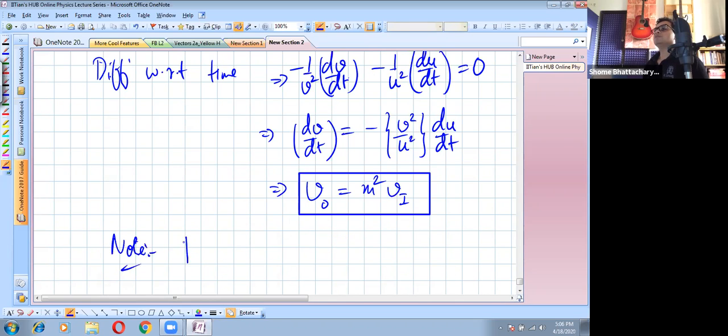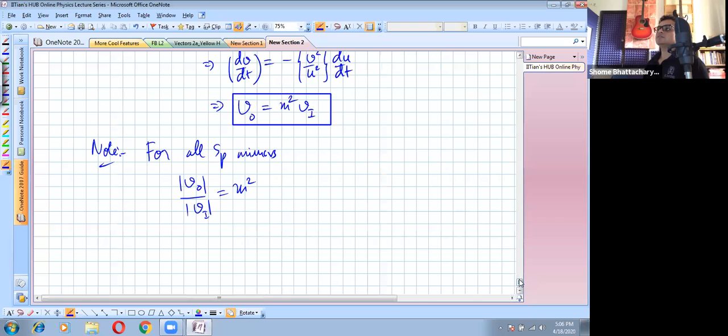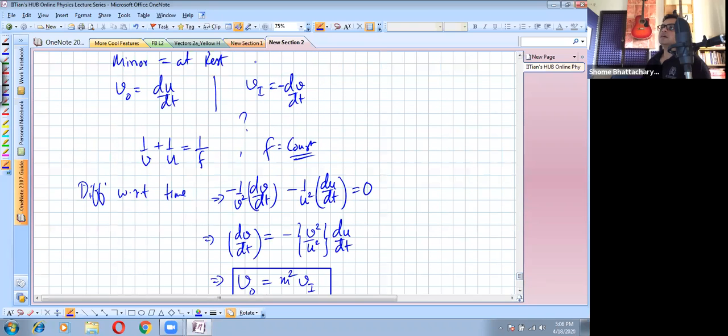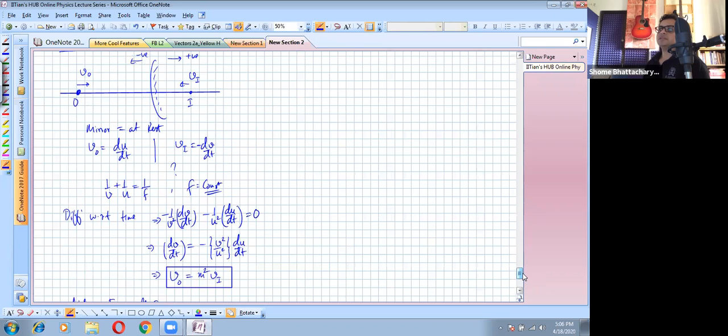So for all spherical mirrors, mod of VI upon mod of VO is always equal to m square. And direction you can just figure out by your analysis. Because you've done such a detailed analysis, you know that as the object is moving in a certain direction, how the image is moving. So that you can always just figure out from that analysis. Or you can incorporate sign convention in your differentiation term and it will come. So this is the first part of relative motion, when the object is moving parallel to the principal axis.